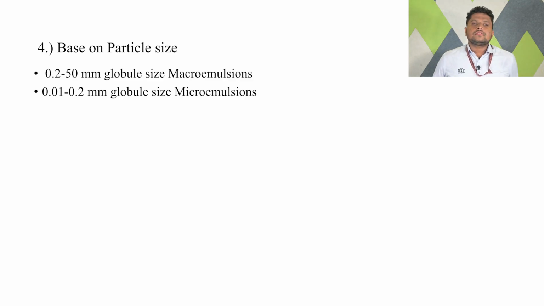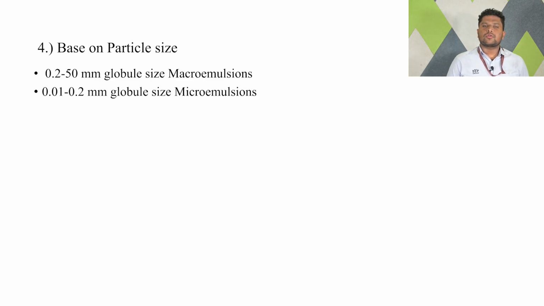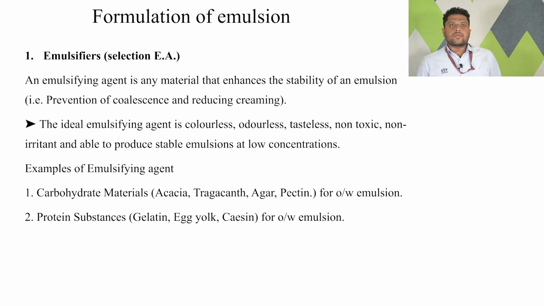In the particle size, 0.2 to 50 micrometer globule size acts as a macro emulsion. 0.01 to 0.2 micrometer globule size acts as a micro emulsion. Please clarify the sizes of the micro emulsion and macro emulsion: 0.01 to 0.2 micrometer is the globule size for the micro emulsion, and 0.2 to 50 micrometer is the globule size for the macro emulsion. Okay, then we will move forward.